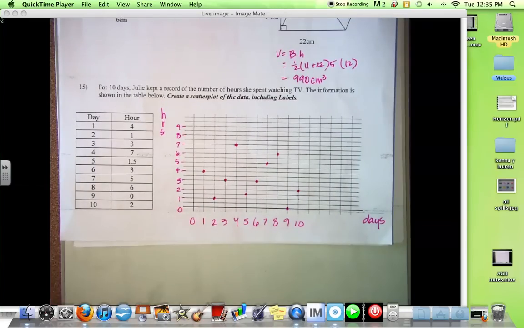Number of hours spent watching TV. So on the X is days, on the Y is hours.